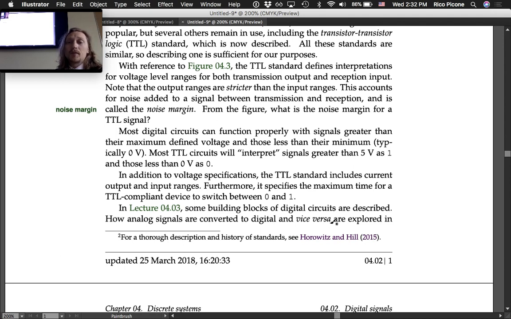In addition to voltage specifications, the TTL standard includes current output and input ranges. We're just talking about voltage levels for the signals, but if you're going to design a device that's TTL, you need to worry also about current. When you're just working with a bunch of TTL devices, typically you just think about the voltages, and that's all you care about. Furthermore, it specifies the maximum time for a TTL compliant device to switch between a 0 and a 1. So that's another part of the standard.